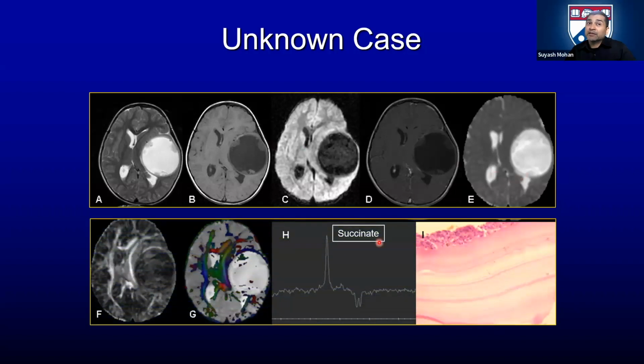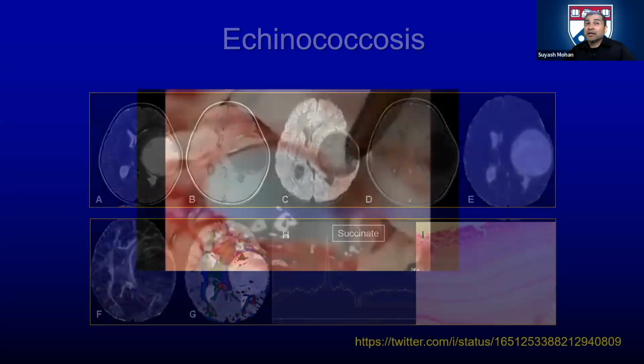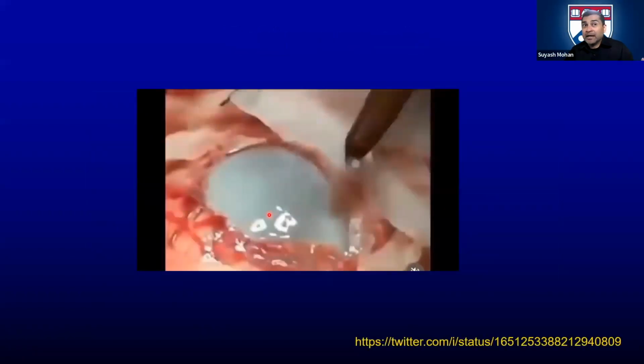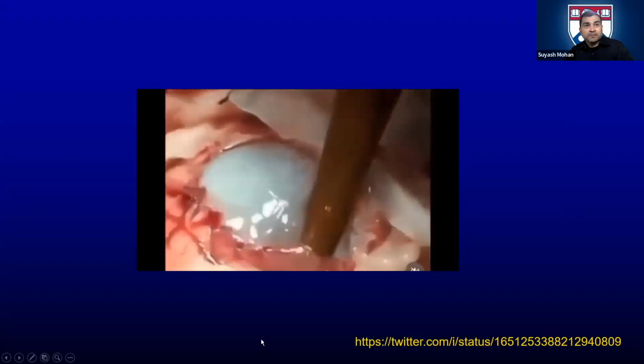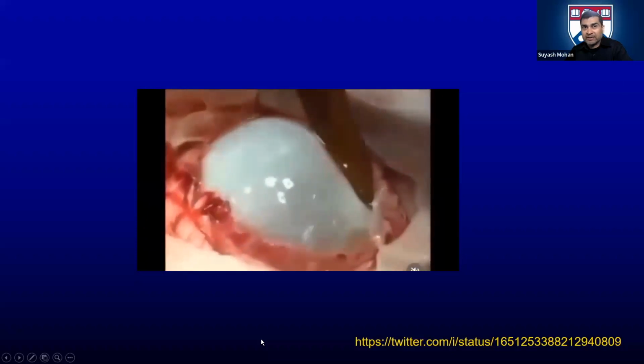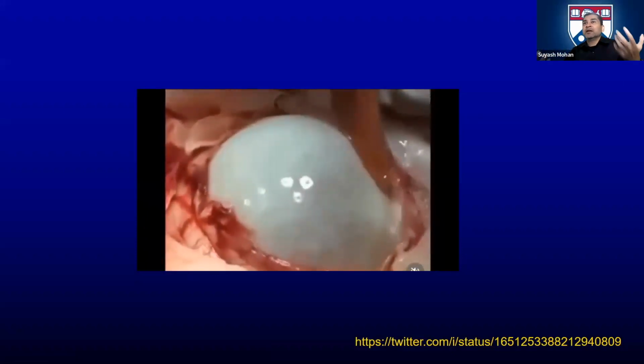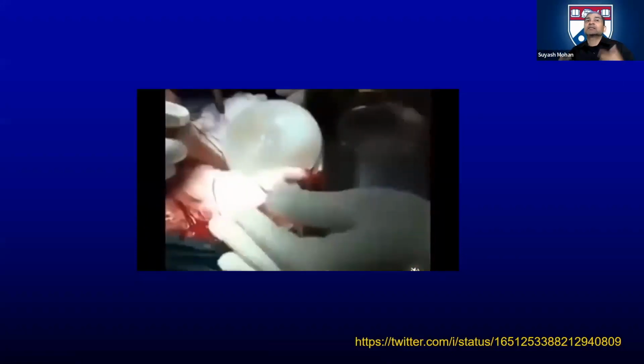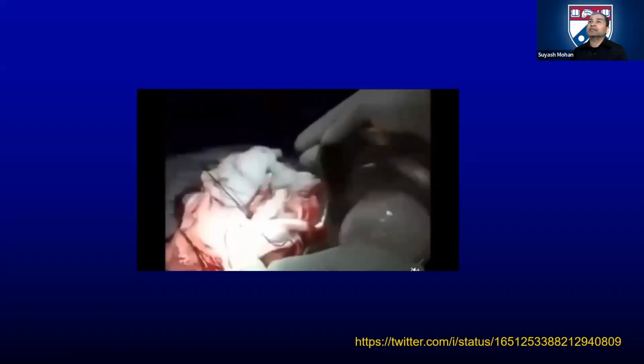And when you did spectroscopy, you saw succinate. And again, another example that you're dealing with a parasitic cyst. And this is the actual pathology specimen of this case. And another case that was actually a hydatid cyst, right? And I'm just showing you this video that I downloaded this morning, that this is how you remove hydatid cysts from the brain. And this is called hydrodissection.